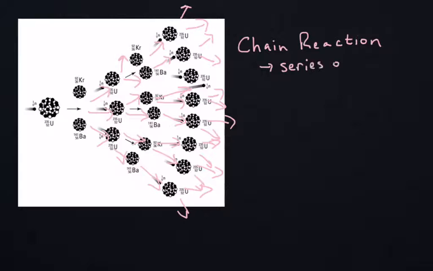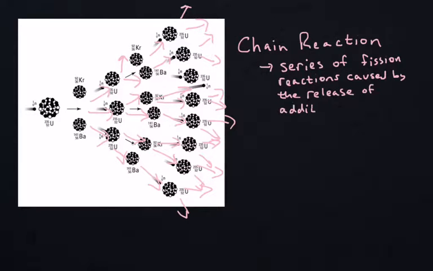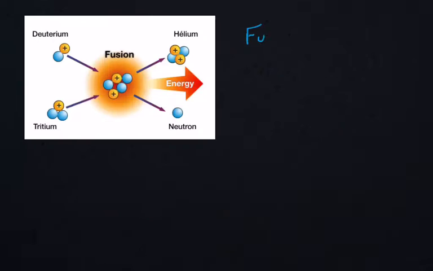So a chain reaction is a series of fission reactions. These are caused by the release of additional neutrons in every step. So as long as you continue to create those neutrons, they can then help other uranium go through fission. All right, and that process releases lots of energy, and that energy can be captured to produce electricity.